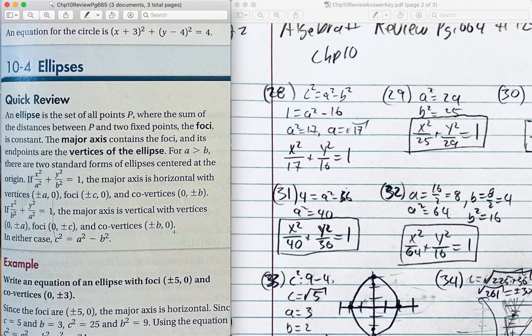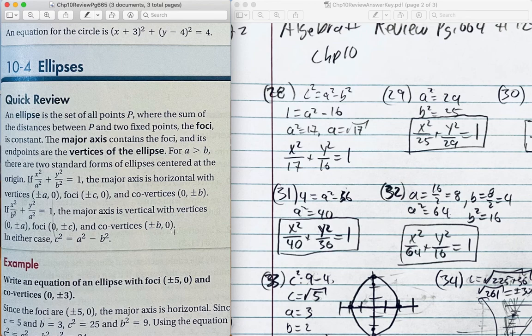If a is greater than b, then our equation is going to be x squared over a squared plus y squared over b squared equals 1 along the major axis. Now this would be a horizontal ellipse. The vertices would be plus or minus a, 0, the foci would be plus or minus c, 0, and then we have something called co-vertices, which are perpendicular to the vertices, usually in this case along the y-axis, and that's going to be 0, plus or minus b.